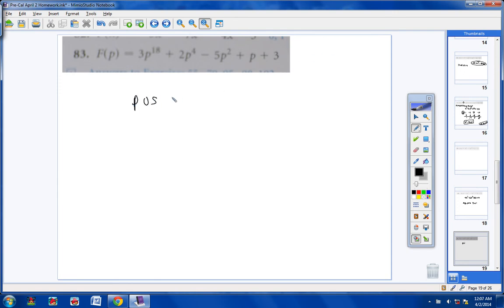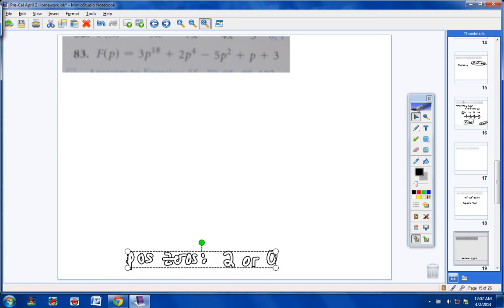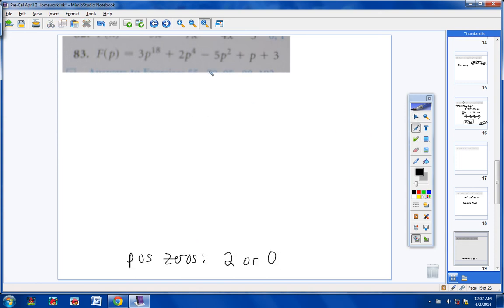So we know for our positive zeros, there were two sign changes. So I'm going to have 2, then subtract 2. And you'll get 0. So I know there's either going to be 2 positive zeros or no positive zeros, one of those two scenarios. Now, let's put negative p's in everywhere there's a p.